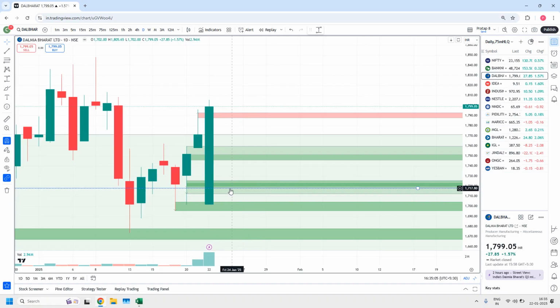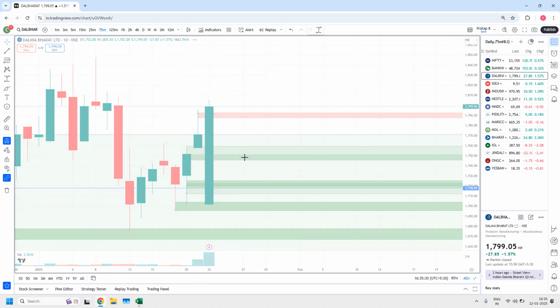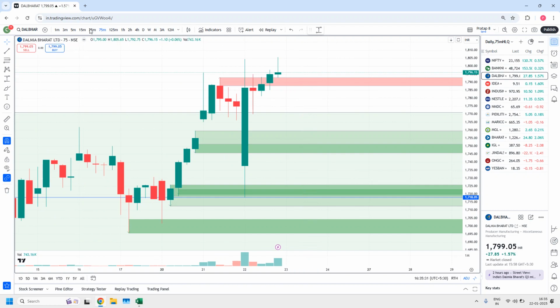The blue line I have drawn, prices stopped there once the market started. After that, see how sharply Dalmia Bharat moved. Those who took a trade in Dalmia Bharat today, of course, we didn't have an option as supply-demand zone traders. We don't have any entry point here. But the entire day it was moving up, the whole day.